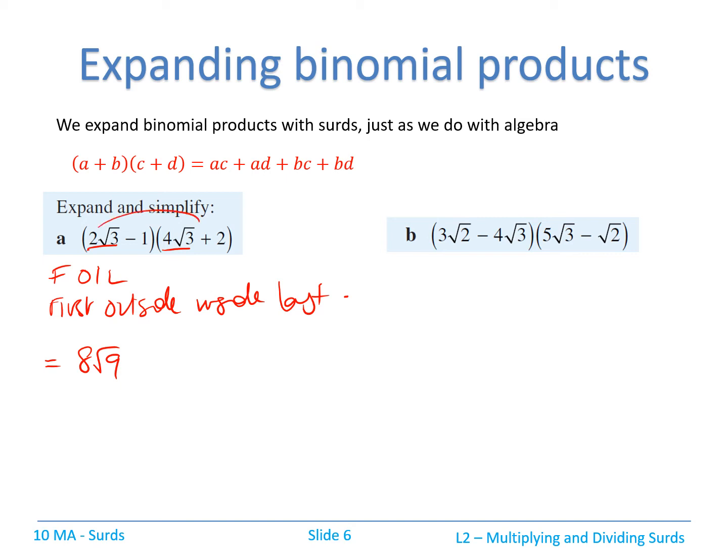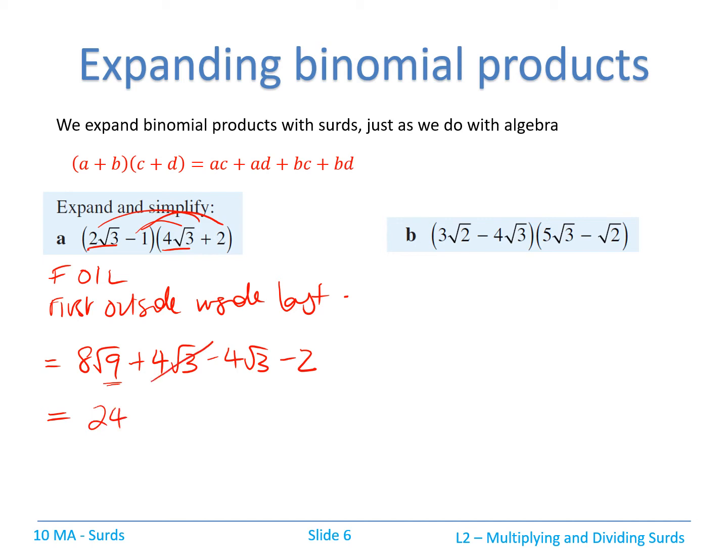Then outside, so 2 root 3 times 2 is going to be 4, because 2 times 2 is 4, and then I've got root 3 under the square root sign. Negative 1 times 4 root 3 is negative 4 root 3. Then lastly, I've got negative 1 times 2, which is negative 2. Here, 8 times 3, because root 9 is 3, is 24.